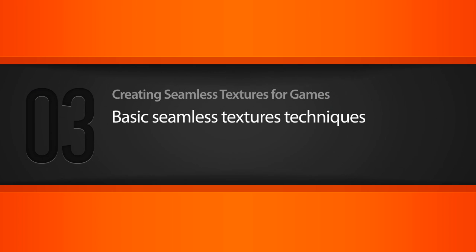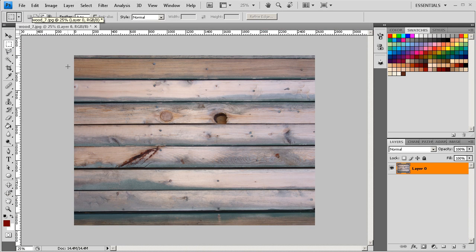In this lesson, we're going to learn some basic techniques for creating seamless textures. Alright, so in your project files, you should find this wood_7.jpg file. And to start out, the first thing that we need to do is inspect our image and make sure that we could even use it as a tileable or seamless texture.